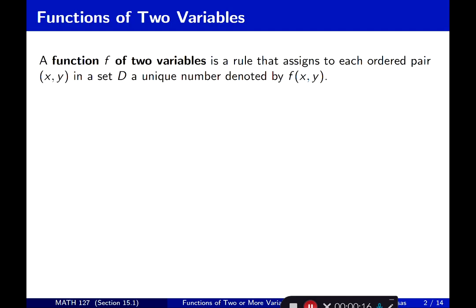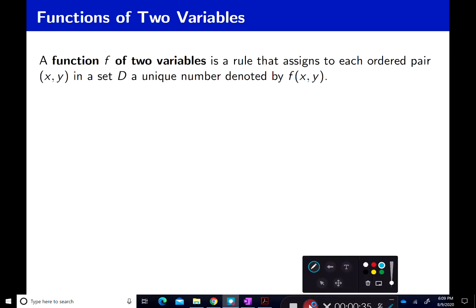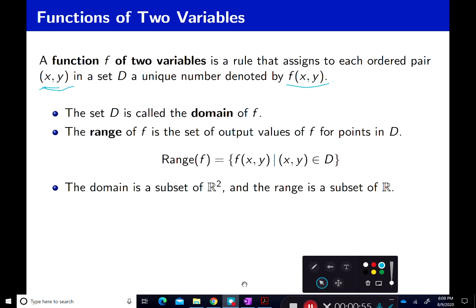A function of two variables f is a rule that assigns to each ordered pair x and y in a set D, which is the domain, a unique number f of x and y, also called z. D is called the domain of f.